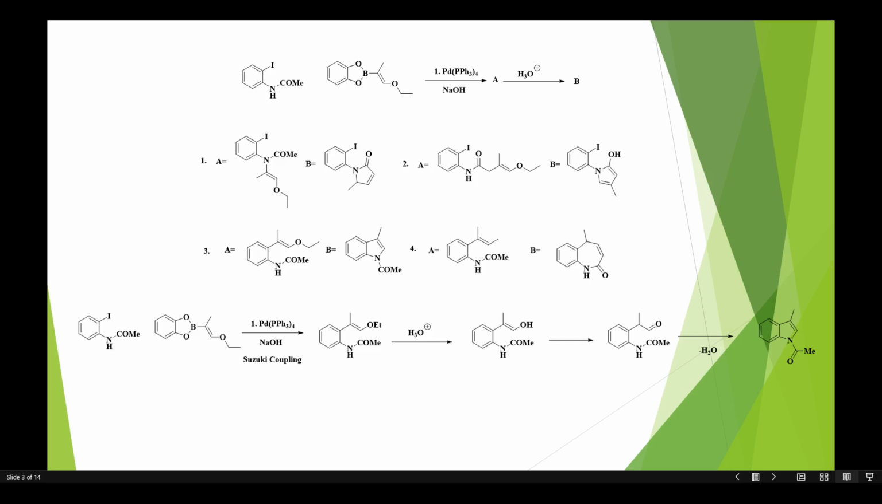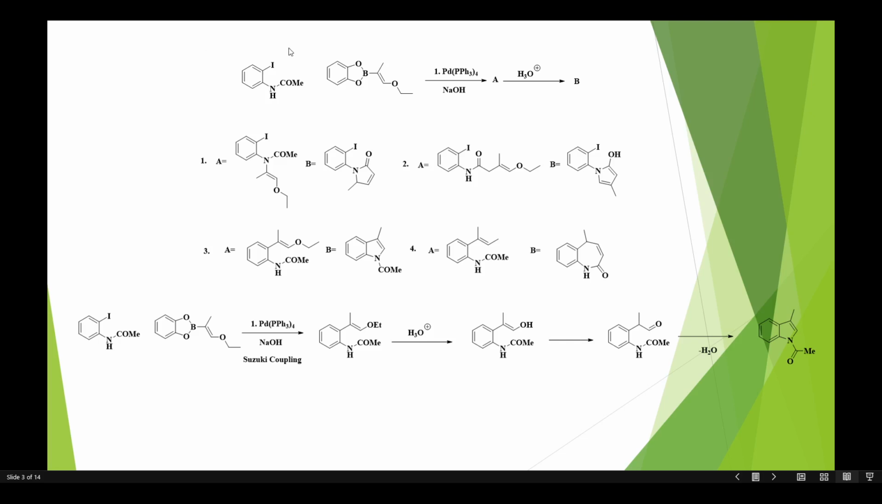And that keto group will also be activated by our acid, and we will get our corresponding indole product in the whole reaction. By using this method, you can also synthesize some different kinds of indole if you need.